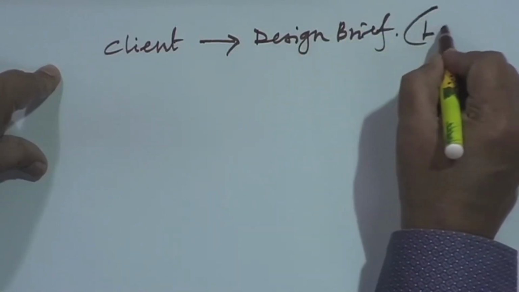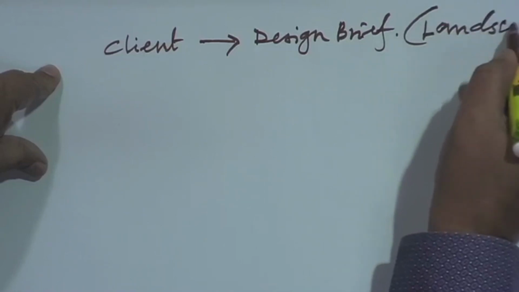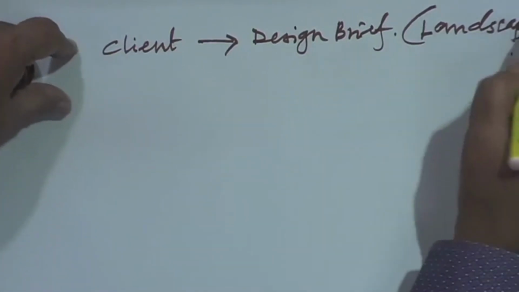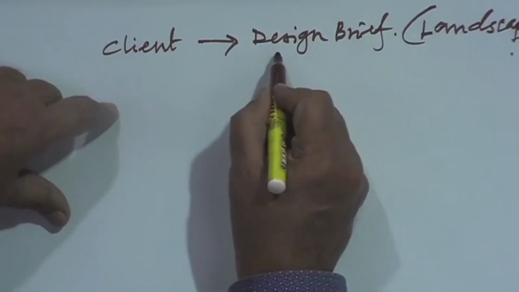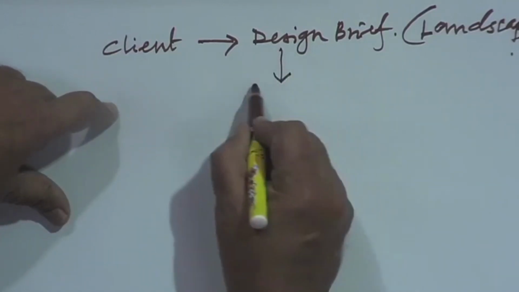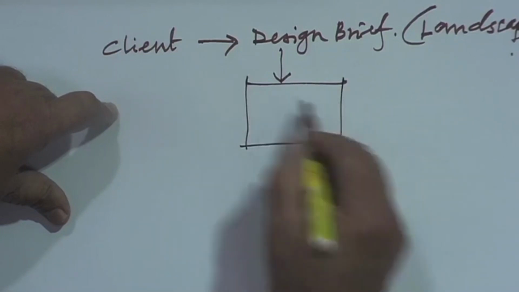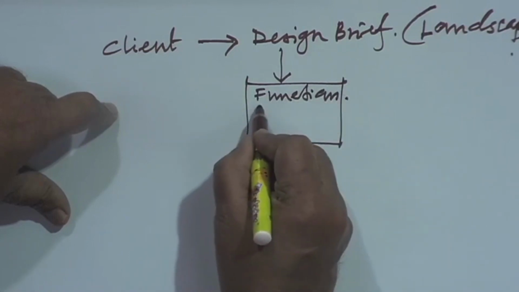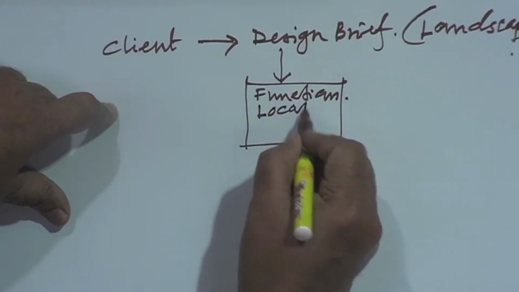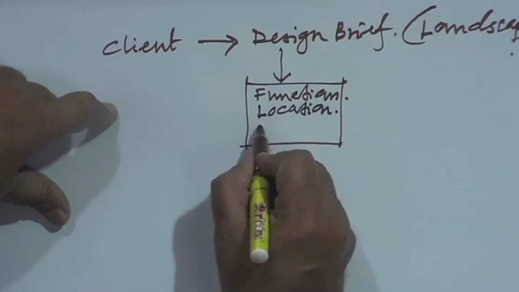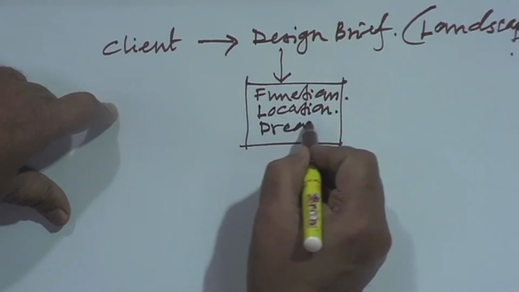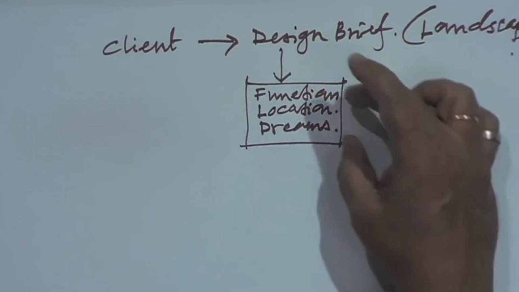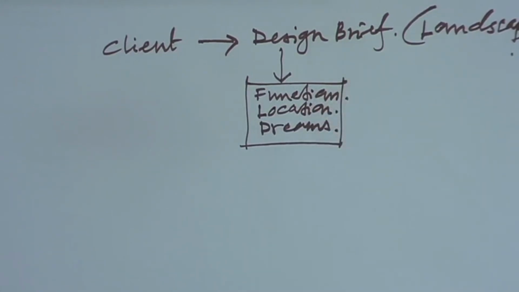This is the design brief of a landscape project, because our focus is on landscape. He comes with the idea, okay, the landscape project that we are going to do. The moment he says this, you will ask for the design brief from him, and the design brief will tell you what kind of functions are to be located where, that means the location, and the client's dreams, what he is trying to get out of it. Unless you understand these three things, you will not be able to design.